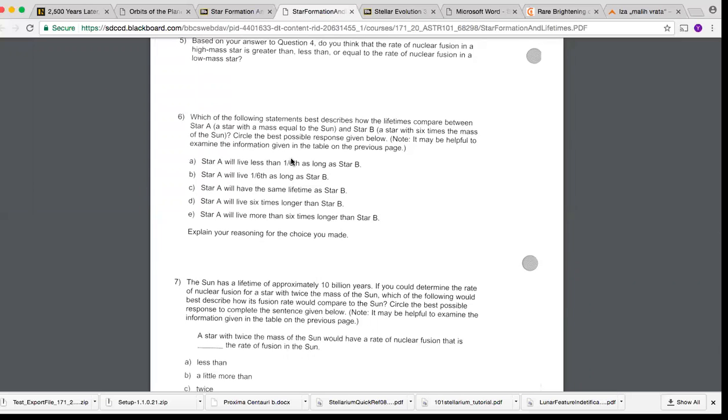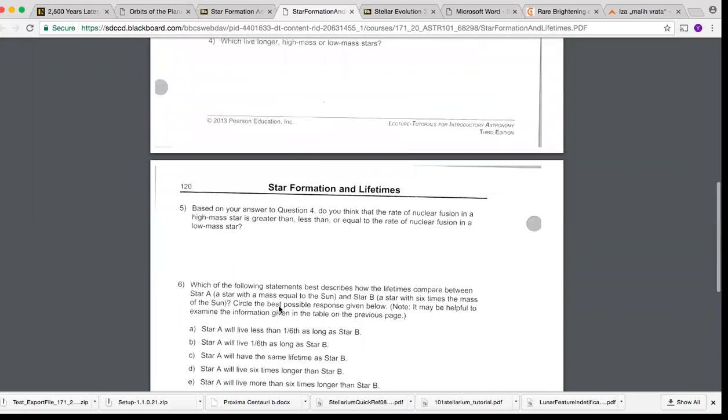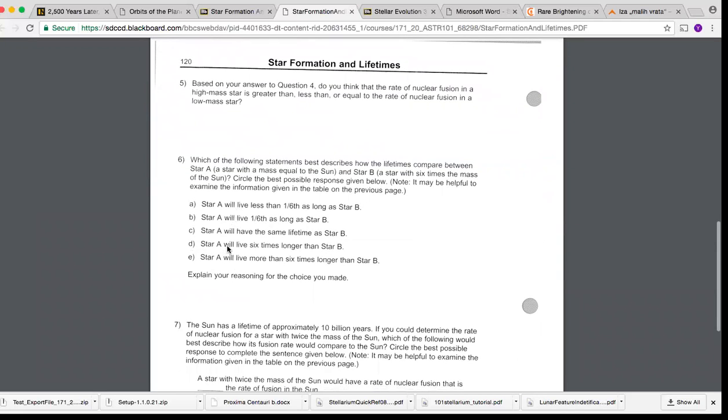Well, you don't have to do any math actually. You can just look at this table, as I said. They tell you one star is like the sun, the other one is 6 times more massive. And so they give you these options, okay? So immediately you eliminate the first 3, right? So you know that it's either going to be D or E. The star A will live longer, right? And so now you have to choose: is it correct that if I have a star that is 6 times more massive, it will live 6 times less?